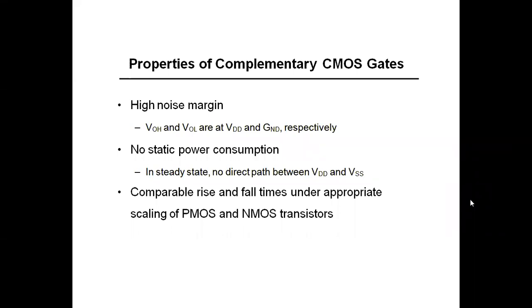So high noise margin, this is the first one. No static power consumption, this is the second one. And what is the third one? Comparable rise and fall time under appropriate scaling of PMOS and NMOS transistors. So these are some of the features, or properties, of CMOS gate: high noise margin, no static power consumption, comparable rise and fall times under appropriate scaling of PMOS and NMOS transistors. Because of these properties, you can say it's a better device.